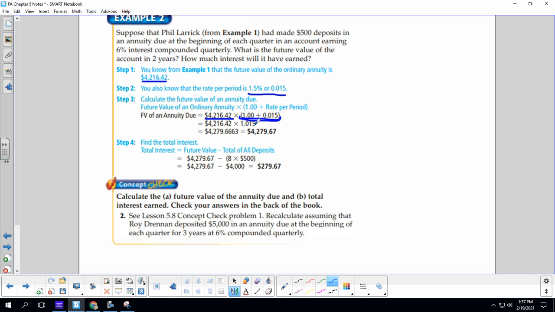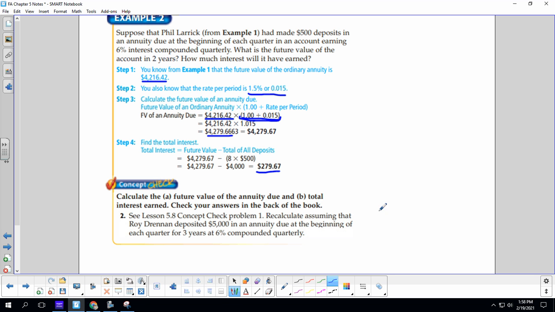So that is 1.015. So $4,216.42 times 1.015 gives us $4,279.67. So if we subtract out our $4,000 that we put in, we see that we've made $279.67 in interest. So a little bit more interest on the annuity due because you get one more compounding period.